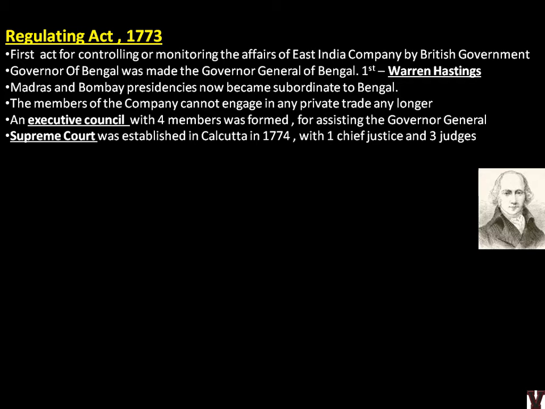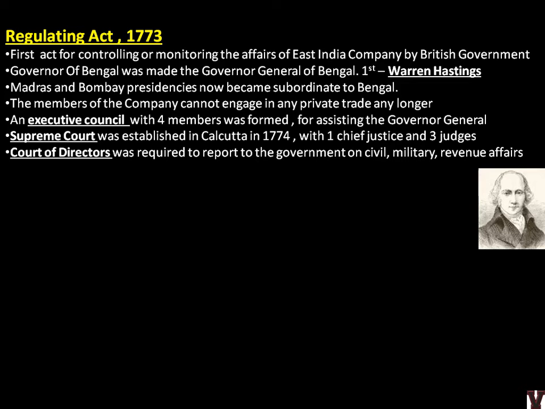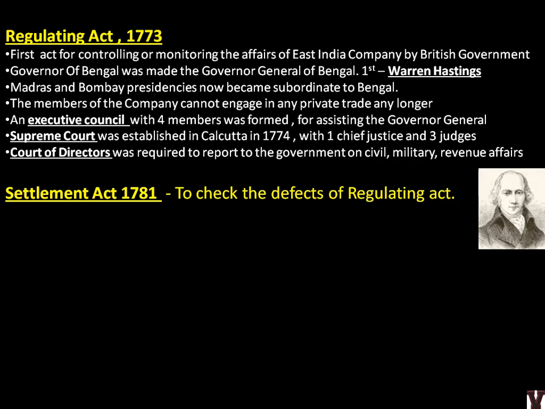But later the significance of this body reduces, and later we will see in the 1935 Act a proper federal court will be established. So we will see that the Court of Directors was required to report to the government on civil, military, revenue affairs. So till now East India Company was not at all regulated. So now what happened is a Governor General with an executive council and a Court of Directors. The Court of Directors will be responsible for reporting each and everything, whether it be civil, military or revenue affairs, back to the British government. So that is all about the Regulating Act, and even this one had certain defects.